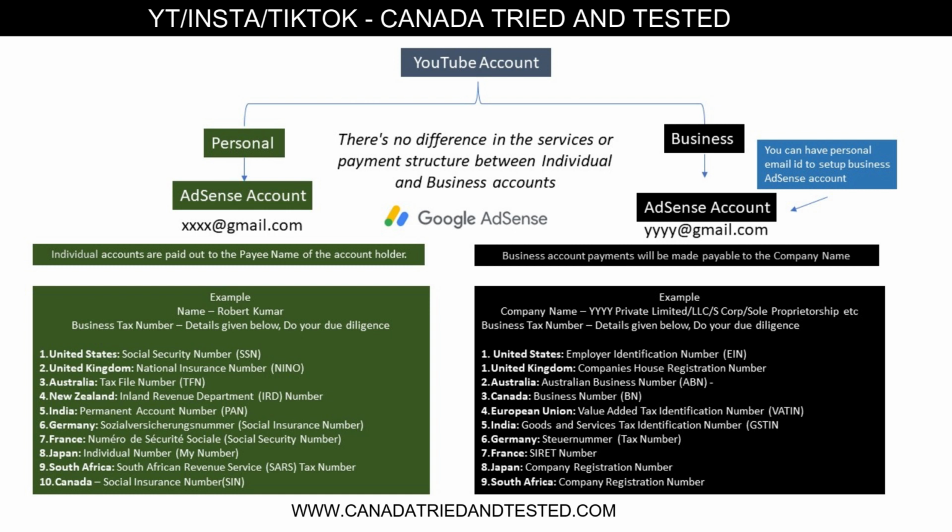And for that, you need to have a separate AdSense account, because your AdSense account as an individual is connected to a Gmail ID, which means you'll have to create a separate Gmail ID for this business AdSense account, where you give your business tax information to Google before they can verify. And once that is set up, the payment comes to your business bank.